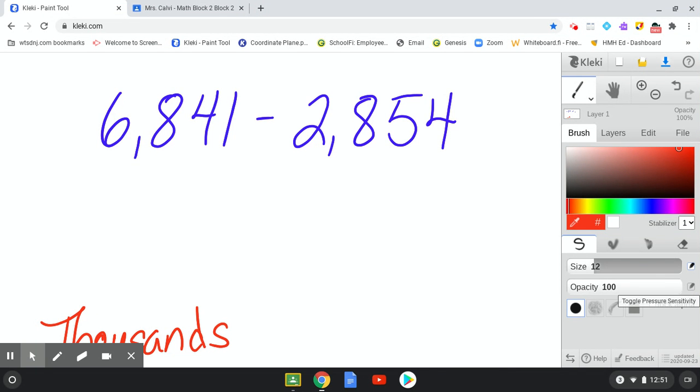Quick review on a couple of skills that I want to go over. So here we have 6,841 and we are subtracting 2,854. And the directions are to estimate. So basically what we're doing, we're rounding, and I'm telling you here the thousands place.